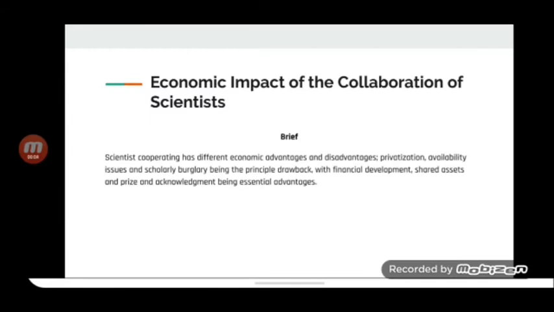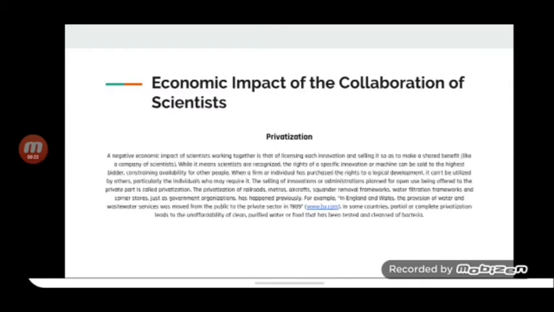Economic impact of the collaboration of scientists. Brief. Scientists cooperating together has different economic advantages and disadvantages, like privatization, availability issues, and scholarly burglary being the principal drawback, with financial development, shared assets, and price and acknowledgement being essential advantages.